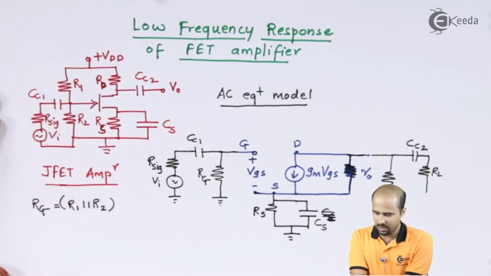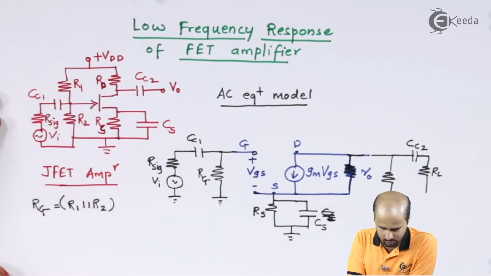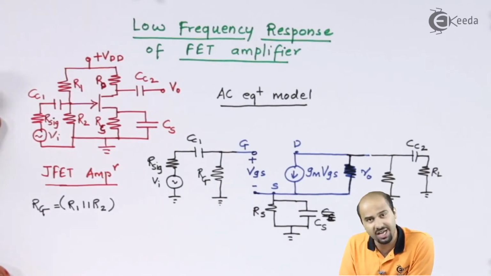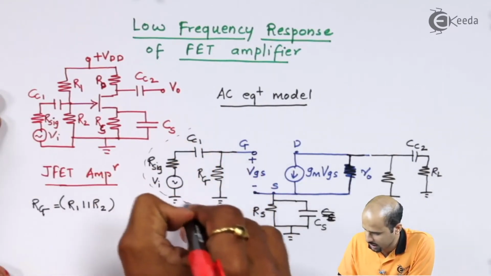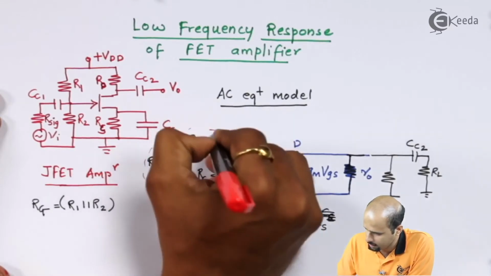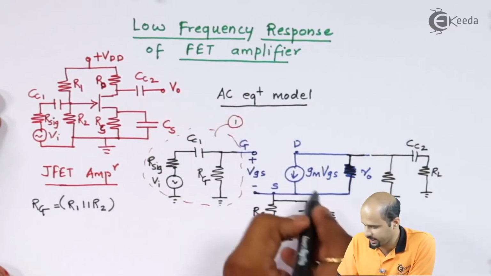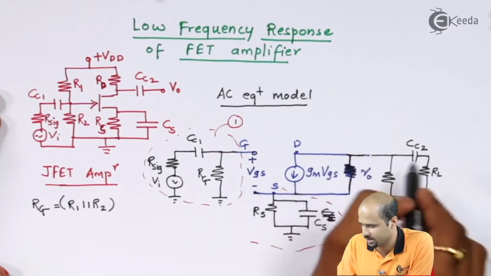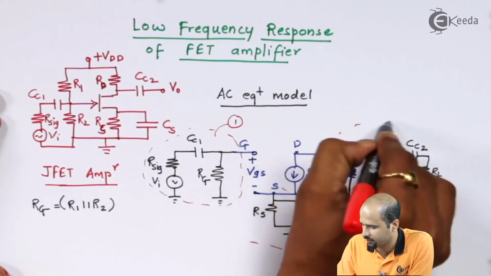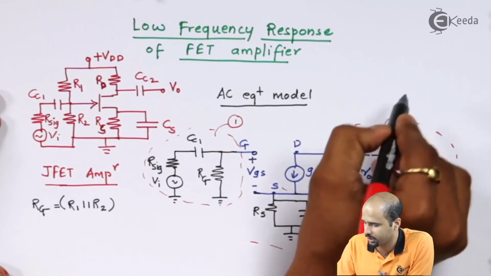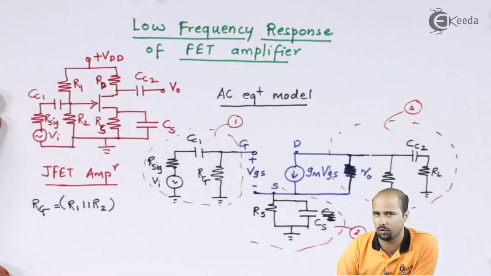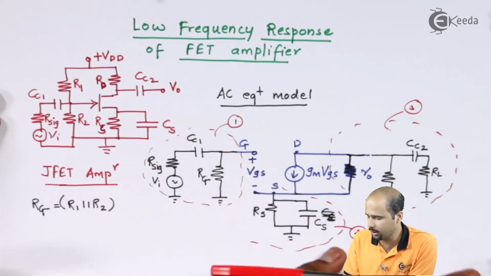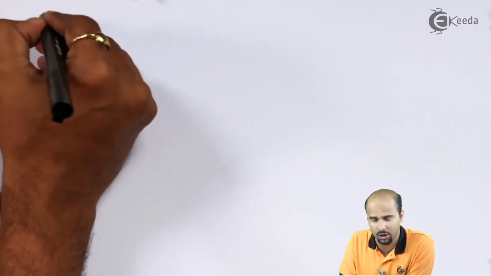Now in this circuit as well we have three RC networks. This is the first RC network, this is the second RC network that we'll have to consider, and this is the third RC network that we'll have to consider for contributing the third value of lower cutoff frequency. So we will take them one by one. Case 1 will be for the input circuit.